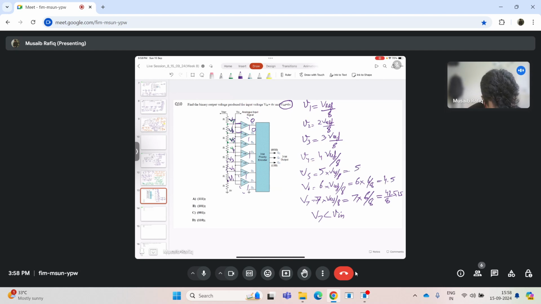Then this is 5 into 6 by 8, so this is 30 by 8, so 30 by 8 is 3.75, which is less than V in, so this will be 1. Since it's getting input to the priority encoder, I will not care about the lower values, because D5 is 1. That implies my output will be 1, 0, 1, that is the decimal equivalent of 5. So as a result, my output will be 1, 0, 1.